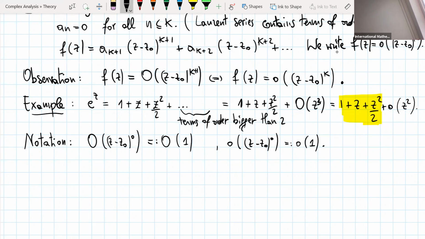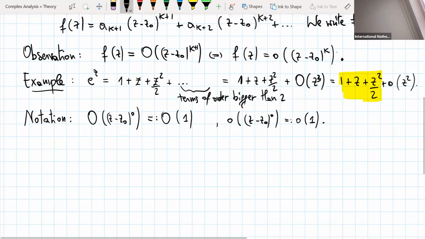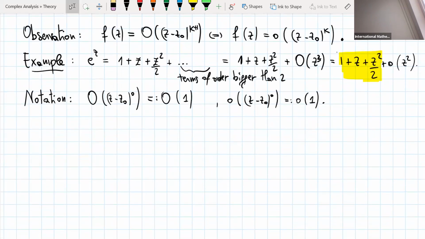Okay, very good. These definitions are then useful when we want to do operations with functions. So let me recall some rules for computation.